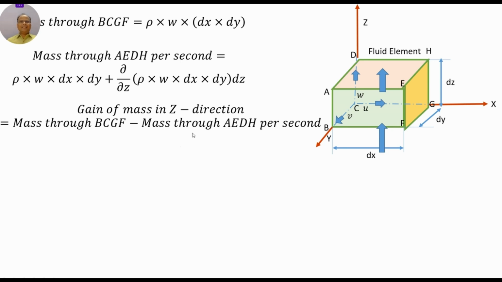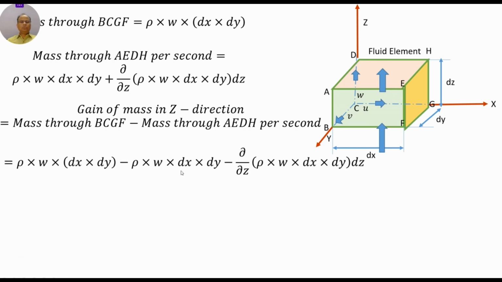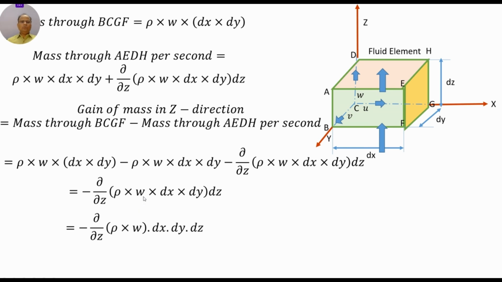Gain of mass in z direction is mass in minus mass out. So here again both these two terms are the same, so they cancel out and the final term will be minus ∂/∂z of rho W dx dy dz. W is a function of z, so we keep it inside the bracket and the rest, the constant terms, outside. So dx dy dz is nothing but the volume of your fluid element.